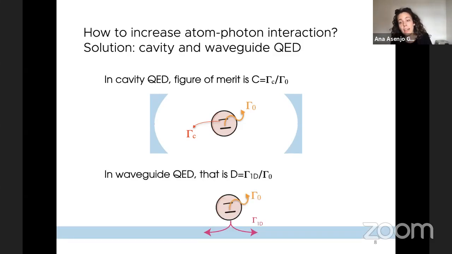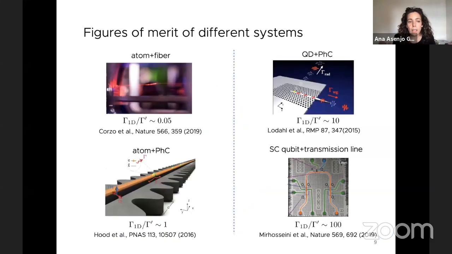In waveguide QED, we have a similar figure of merit, called the optical depth. And this is again a ratio between decaying and emitting a photon into the 1D reservoir versus emitting it into free space. Okay, so I wanted to show you some figures of merit of different systems that people have employed to enhance atom-light interaction. A common one is to trap atoms close to a fiber. In this case, the optical depth is not very large, around 5%. So the probability of decaying into the fiber guided mode is small.